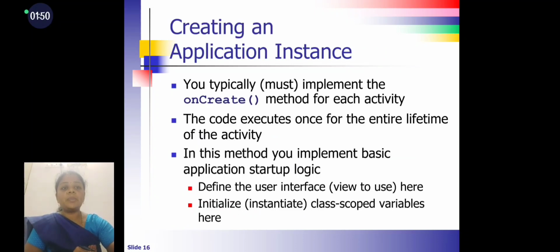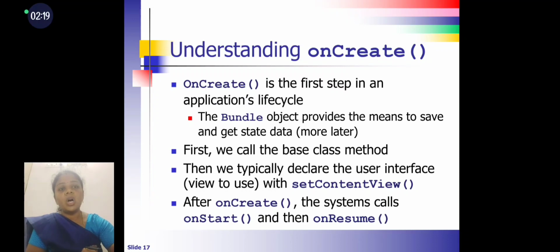Creating an application instance: onCreate. We typically implement the onCreate method for each activity, and the code under this onCreate method executes once for the entire lifetime of the activity. This method implements basic application startup logic, defines the user interface or the views, as well as initializes class-scoped variables here. onCreate is the first step in an application's life cycle.